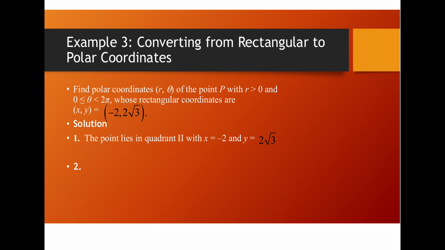Find the polar coordinates r and theta of the point P, with r being positive and theta being between 0 and 2 pi, whose rectangular coordinates are negative 2 and 2 root 3. The point lies in quadrant 2 with x equaling negative 2 and y equaling 2 root 3. We can draw that out, right? This is simply our regular way that we've done this. Negative 2 takes me to here, and then if we go up 2 and a little bit more, we're way up here.